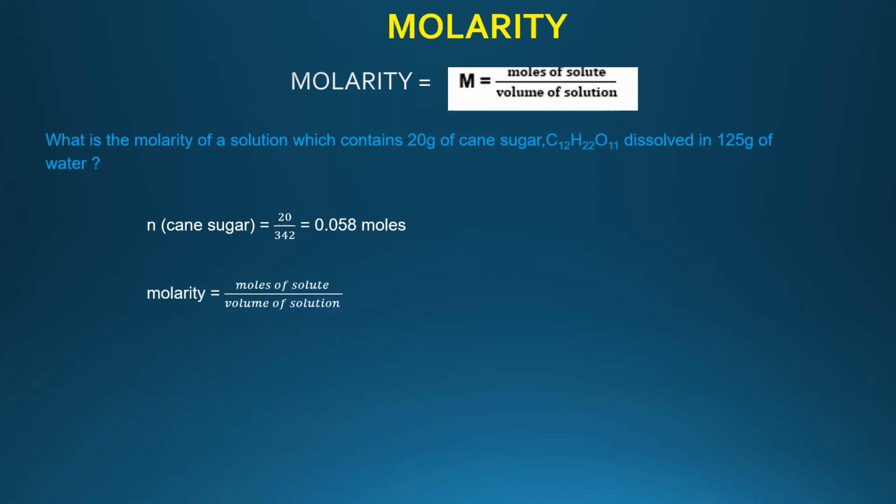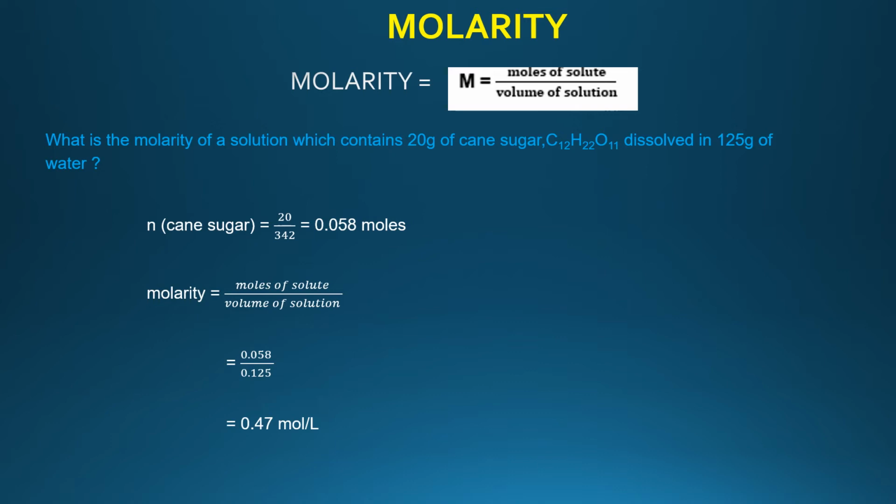And then let's substitute it in our equation. Now, since the mass of water is 125 grams, that will be similar to the volume of water, which is 125 ml. Convert the volume from ml to liters, and that will be 0.125 liters. So the moles of solute is 0.058 divided by the volume of the solution, which is 0.125 liters. And molarity comes to 0.47 moles per liter.